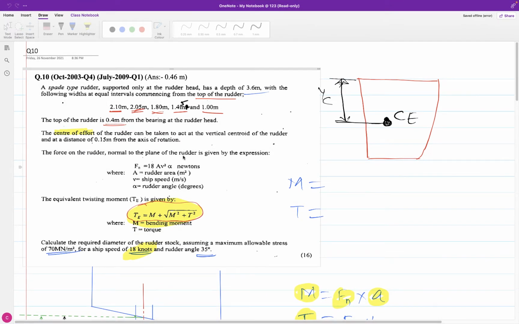See, just have a look here. Why is this question a little bit different? Because they have given us a spade type rudder here.